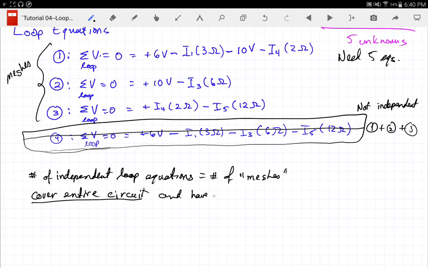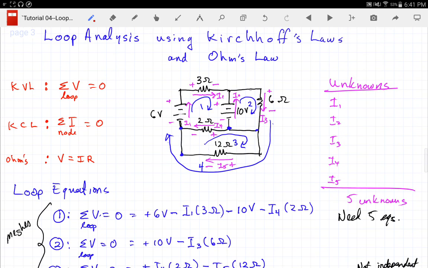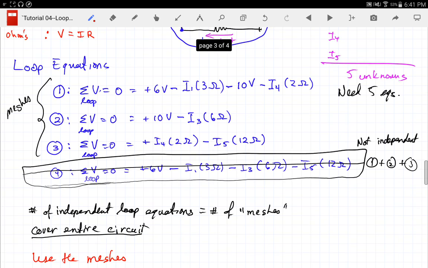I have to cover the entire circuit and have the number of independent loop equations equal to the number of meshes. What's the easiest way to ensure that you have those 2 conditions met? Just use the meshes. If you make a loop equation for each of the meshes, you will have all of the independent equations you can have, and they will be all independent. The reason you have to cover the entire circuit is if I skipped a part of the circuit, I would have my equations not independent even when I used the number of meshes because I didn't cover everything. I covered some areas too much.